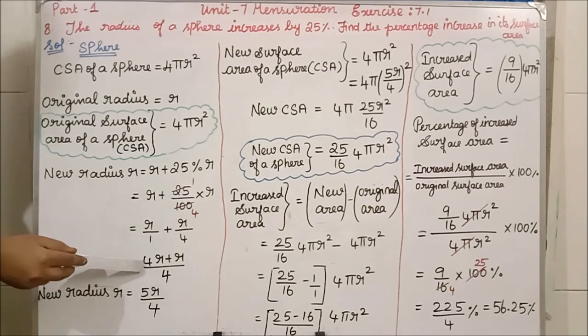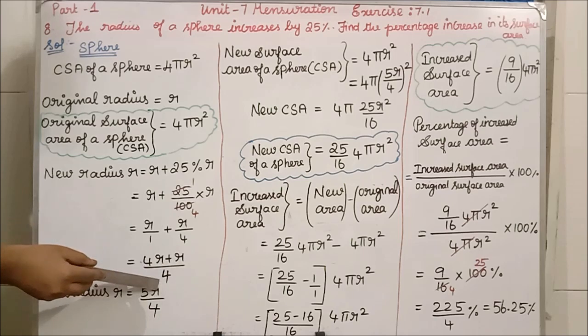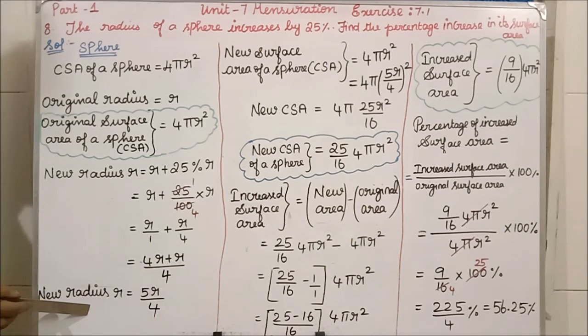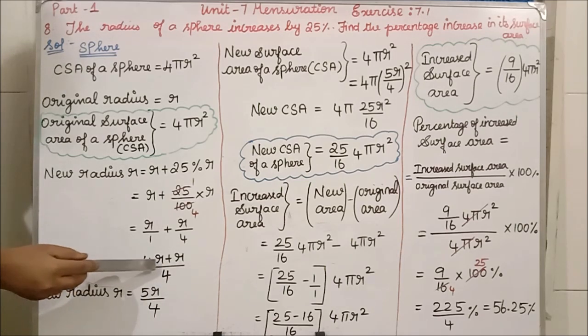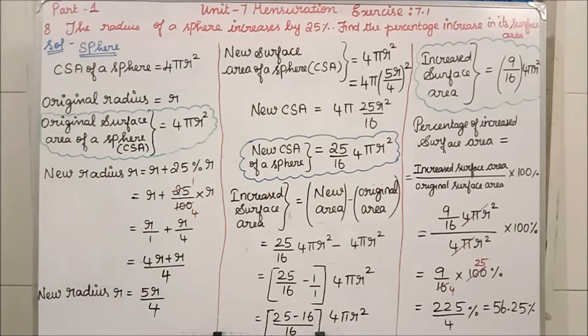4 into r is 4r, 1 into r is r, divided by 4. Clear? So the new radius r is equal to 4r plus 1r, which is 5r by 4. Clear all of you? Now see, I am going to tell you one more time.